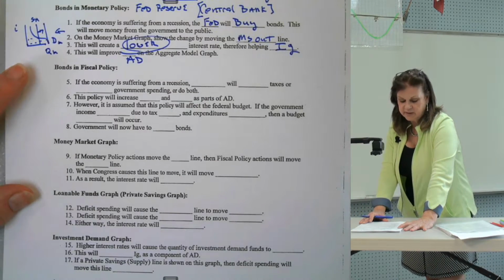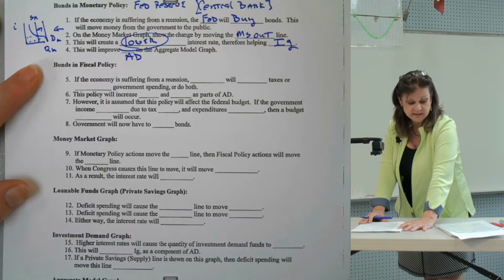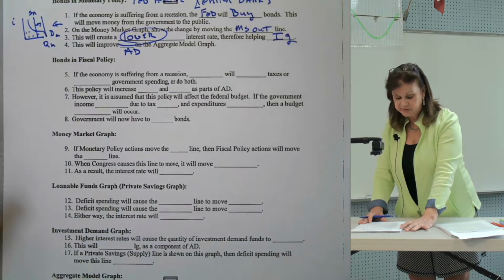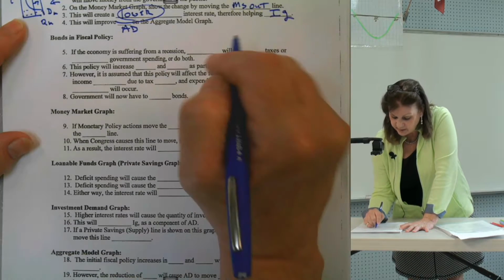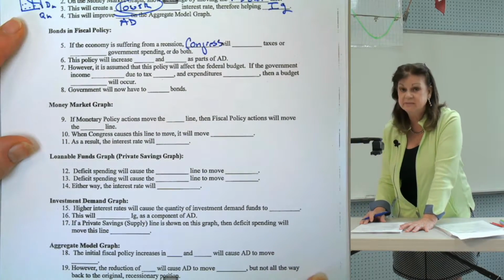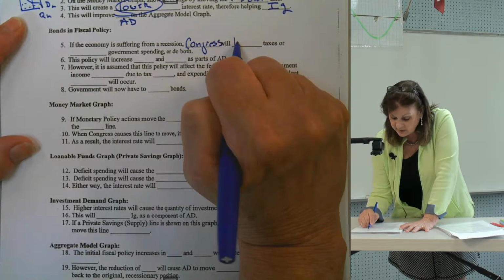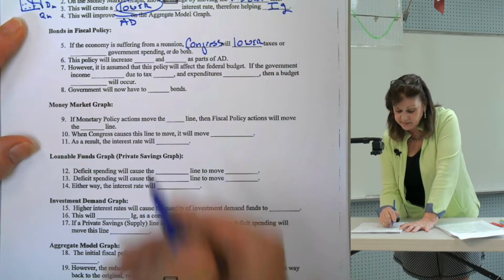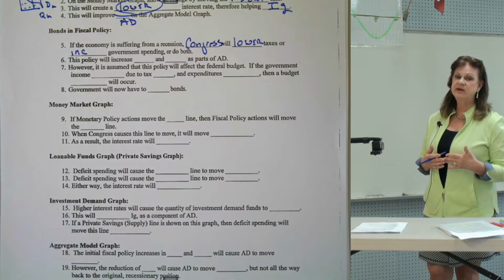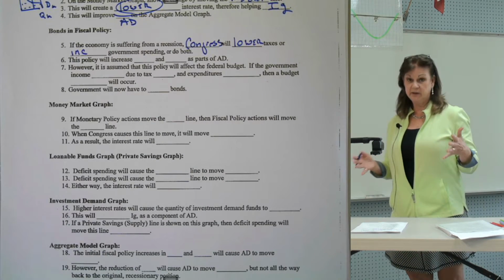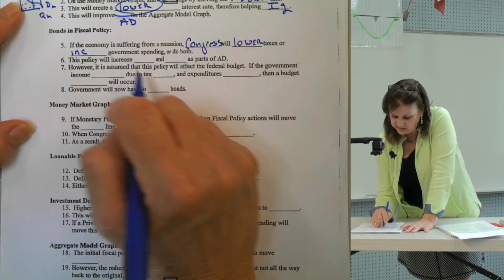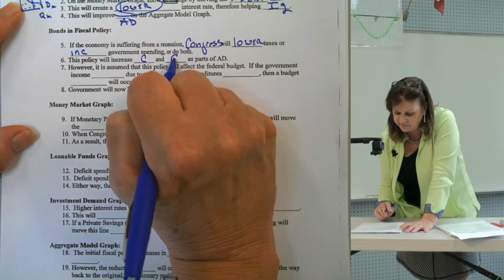All right. Now we're talking about fiscal policy. So fiscal policy is Congress. Remember, monetary policy is the central bank or the Fed. Fiscal policy is Congress. So if the economy is suffering from a recession, Congress will do what to taxes? Well, they're not going to raise them because that's going to take money out and make it worse. So they will lower your taxes. And another option they have is to increase government spending. So they can either give the money to you by lowering your taxes so you have more take-home pay, or they can increase their government spending, which is going to create more jobs. And this policy will increase consumption and government spending.